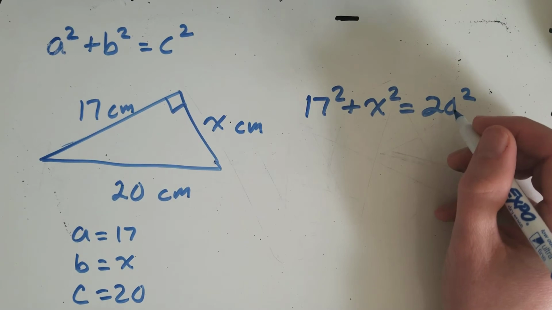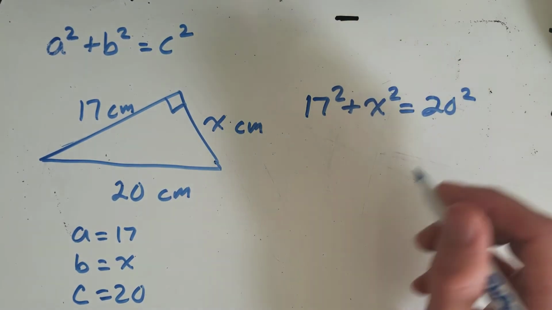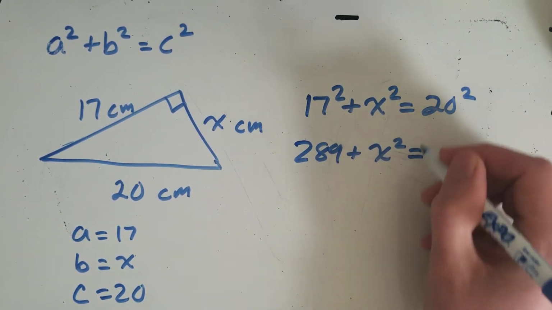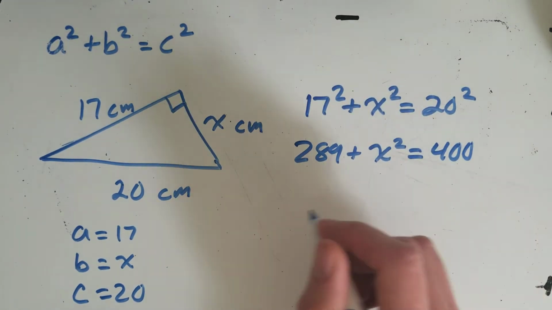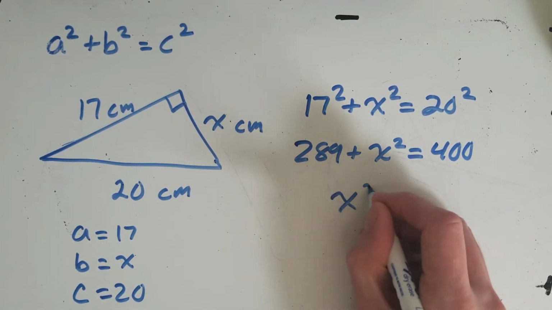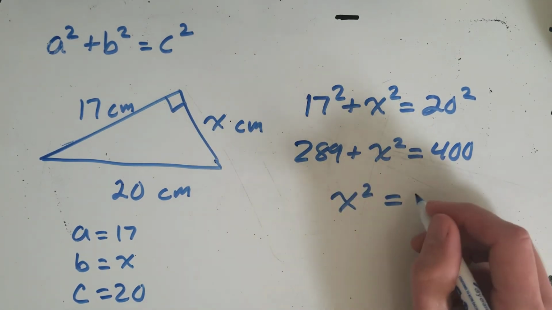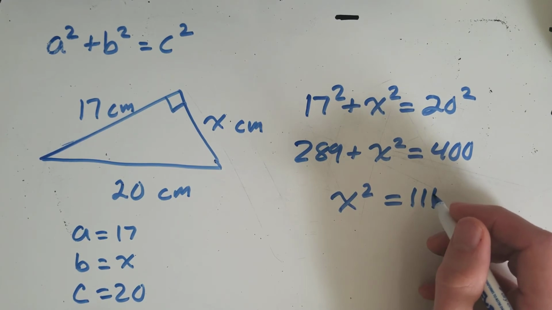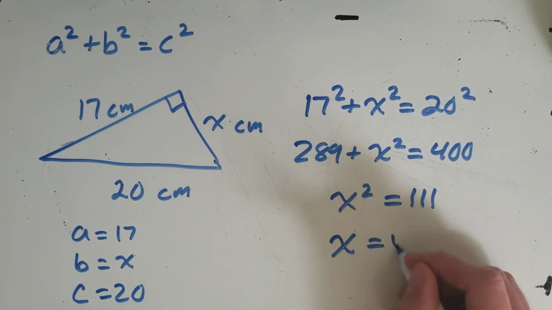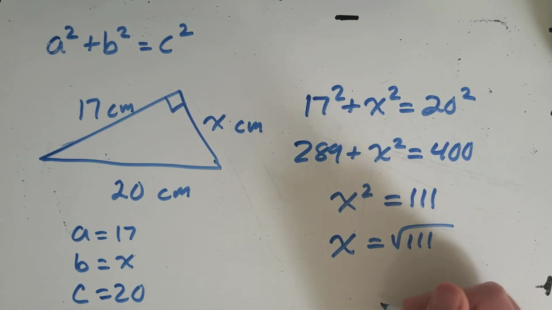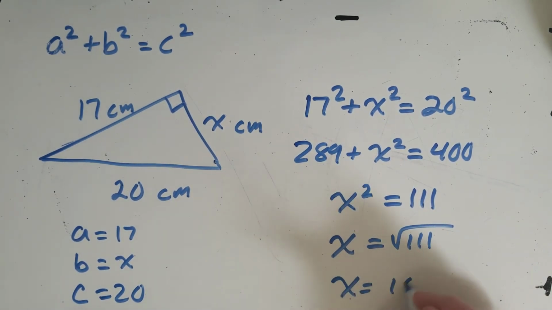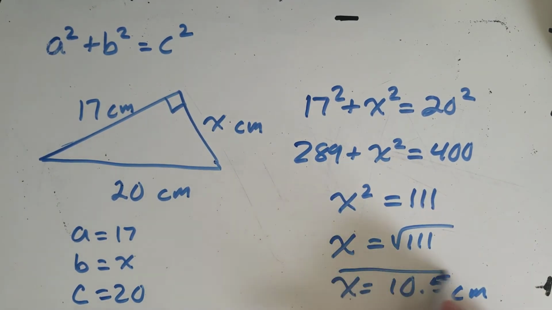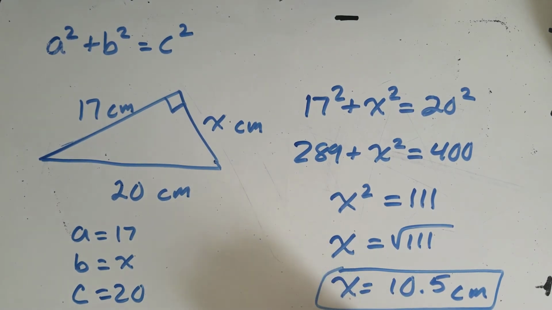And now we're just calculating. So 17 squared, we end up with 289 plus, we don't know x yet, so plus x squared is equal to 20 squared is 400. So when you subtract 289 from both sides, you get x squared is equal to 111. And because we're going to have to take the square root here, x is equal to square root of 111. When you round this, we'll round to the nearest tenth, so x is equal to 10.5, and we have centimeters. So that's our value of x here.